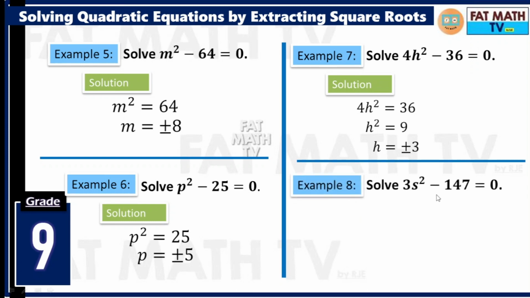Number 8, 3s² - 147 = 0. You will have 3s² = 147, putting it to the right side. Divide both sides of the equation by 3. You will get 147 divided by 3 is 49, and the square root of 49 is positive or negative 7.